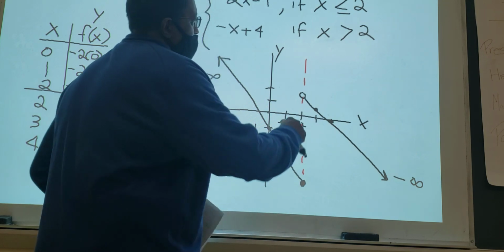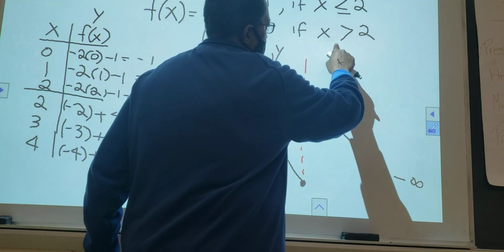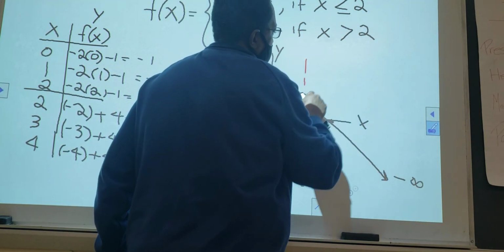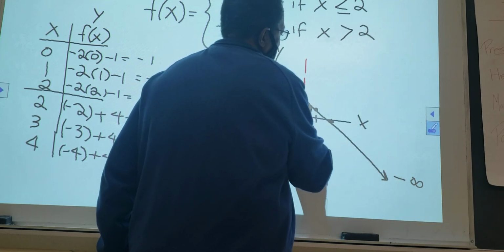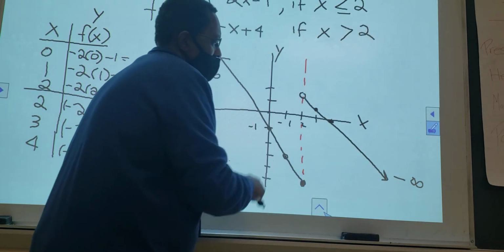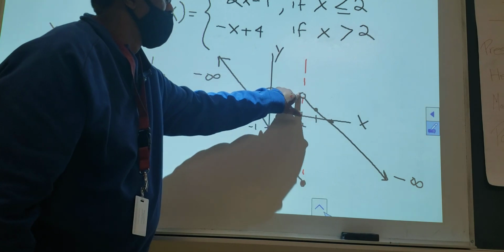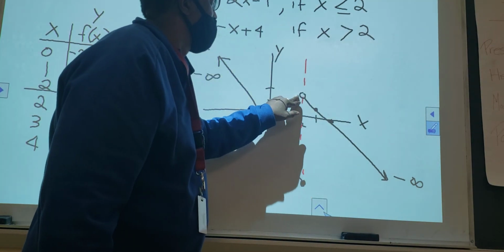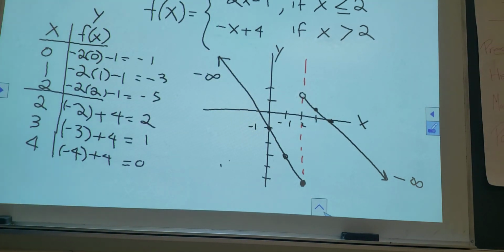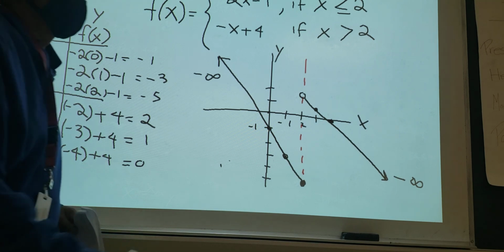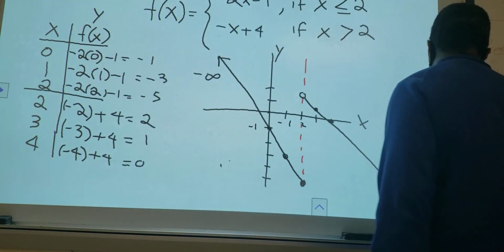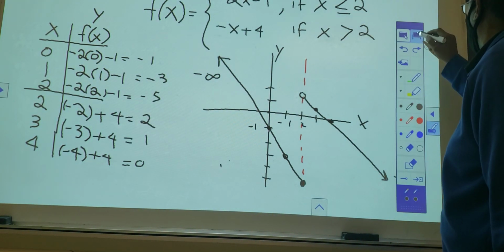But since this says x is greater than 2, it didn't say greater than or equal to, then I had to make it an open circle. I can't close that circle in, because x does not include 2, okay? So you need to kind of understand this graph. Any other questions? Let me do piecewise, about how do you evaluate a piecewise function?